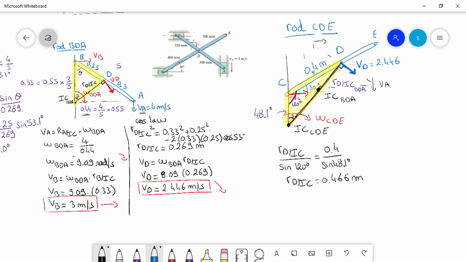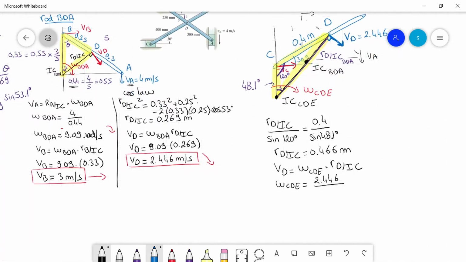So now we have one velocity and one dimension between D and the IC. So we can use the formula VD is equal to omega of the rod CDE times RD about IC. We know VD, so we can find omega CDE. That's equal to VD, 2.446, divided by RD about IC, which is 0.466.